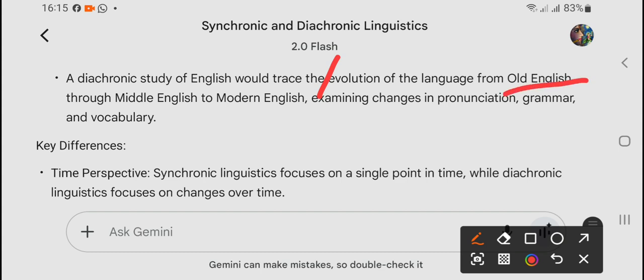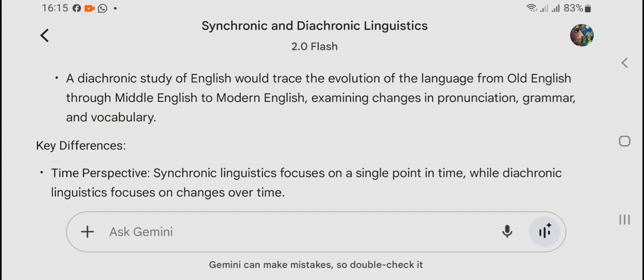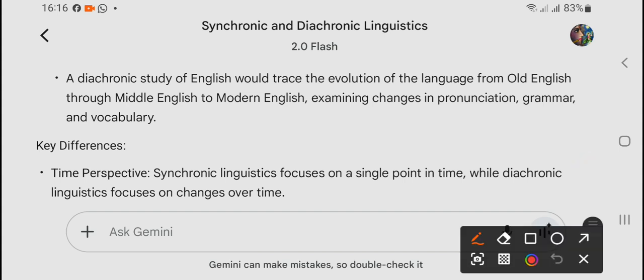Okay, now an example: a diachronic study of English would trace the evolution of the language from Old English through Middle English to Modern English, examining changes in pronunciation, grammar, and vocabulary. How pronunciation has changed, how grammar has changed, how vocabulary has changed. So this is the study of diachronic grammar, for example.